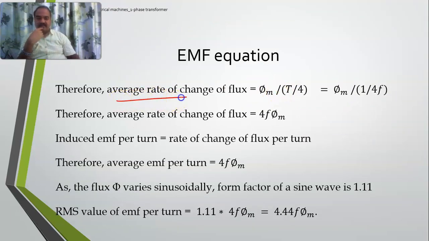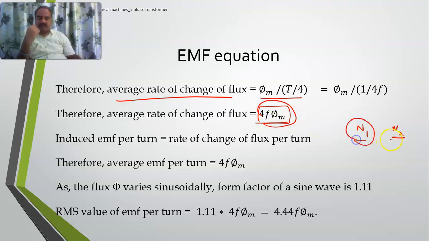The average rate of change of flux is phi m by T by 4. If I simplify it, I get 4f into phi m. This is for each turn. How many turns are there? On the primary side there are N1 turns, on the secondary side there are N2 turns. On the primary side, EMF per turn is 4f phi m; on the secondary side it also remains the same. When you multiply it with the number of turns, you get the EMF which is induced. But this is still an average value itself.